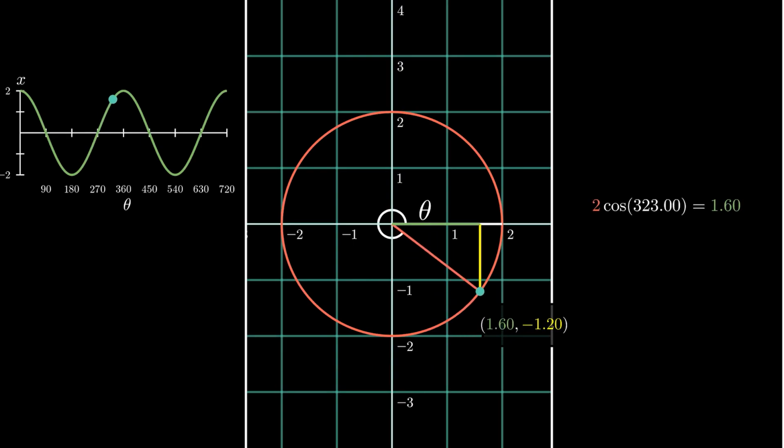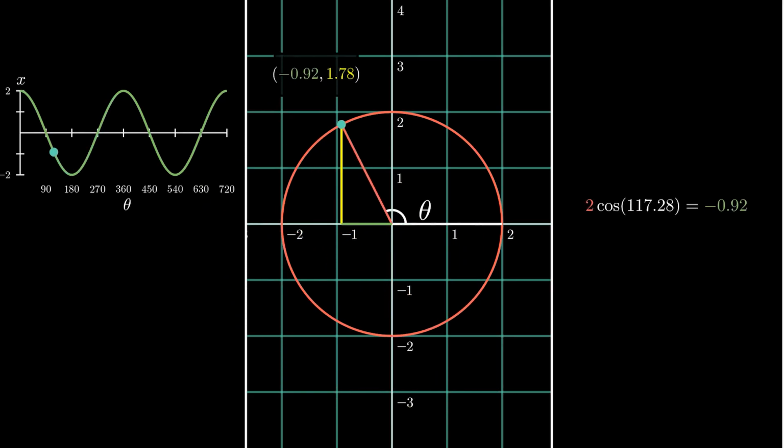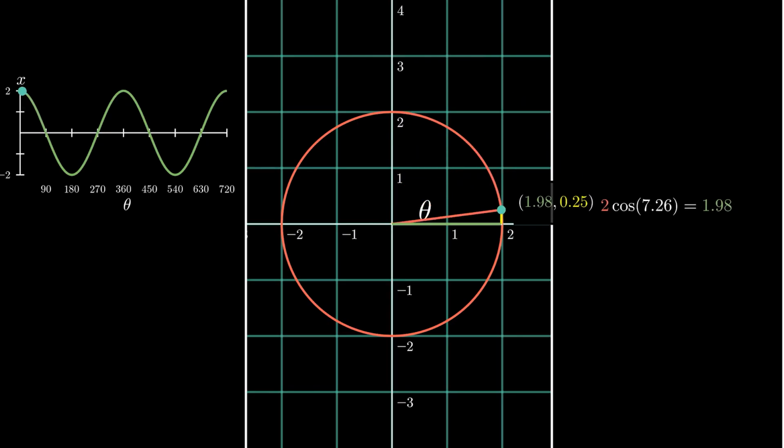I want to now investigate some crucial points on this graph. The first ordered pair I want to investigate is cosine of 0 degrees, which on a circle of radius 2 is the ordered pair 2, 0. As you can see, the shadow is fully along the x-axis and cannot go further than 2 because that other ordered pair would not be on the circle. Notice this is a maximum on the graph on the left displaying x versus theta.